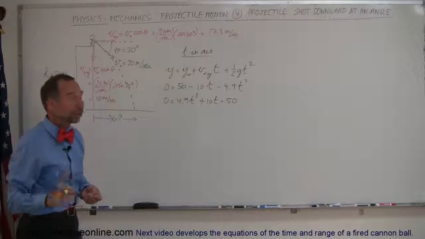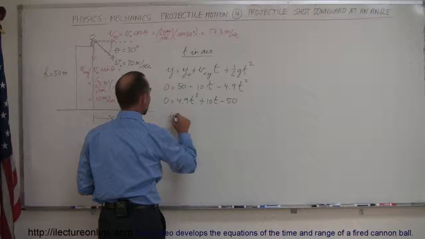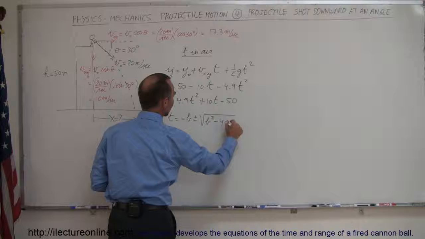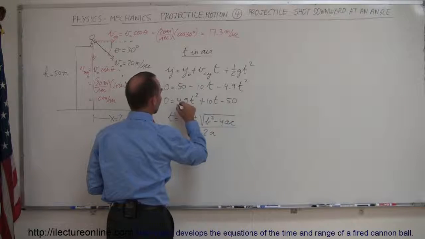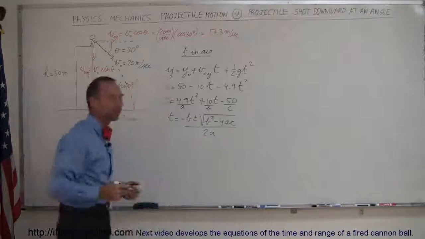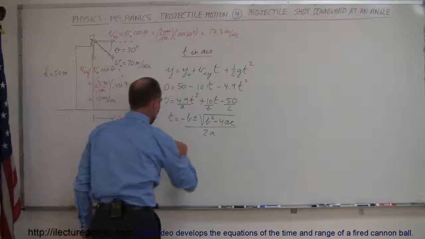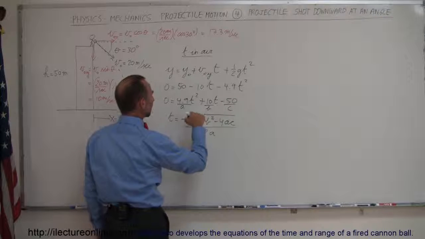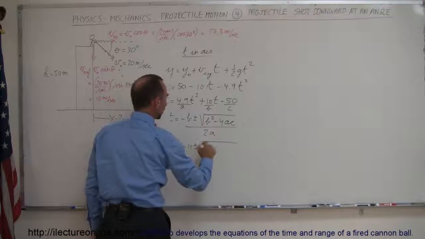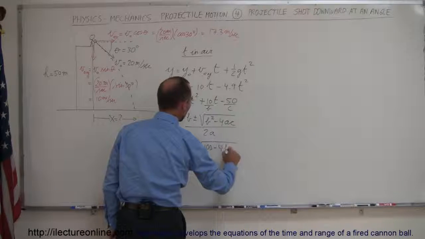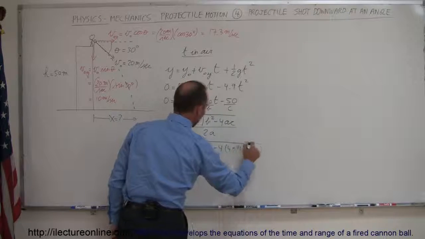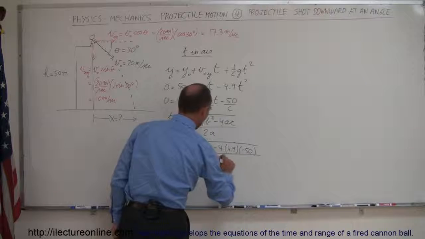And now we can go ahead and plug that into the quadratic formula, where we can say that t is equal to minus b plus or minus the square root of b squared minus 4ac, all divided by 2a, realizing that this coefficient is a, this coefficient is b, and this coefficient is c. So we can go ahead and plug those numbers in. So we have t is equal to minus b. Let's see, we have a plus 10, that becomes a minus 10 plus or minus the square root of b squared, which is 100. Minus 4 times a, which is 4.9, times c, which is minus 50. And divide the whole thing by 2a, which is 9.8.